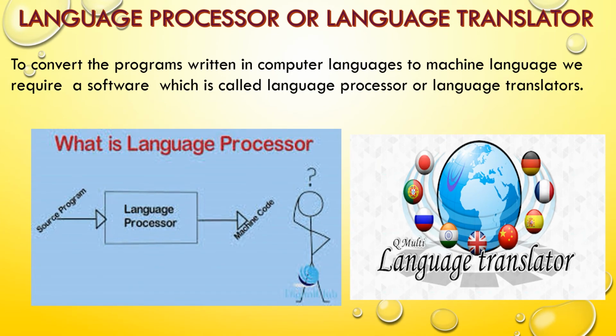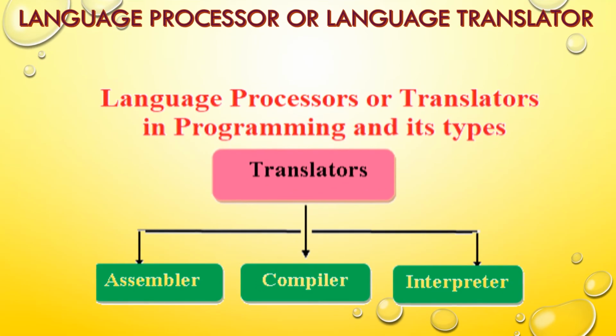Language translator. Since computers can understand only machine language, we have to convert them from high level language or fourth generation language or fifth generation language into machine language. To do this conversion, we have to use language translators or language processors. Language processors are broadly classified into three categories. They are assembler, compiler, and interpreter.